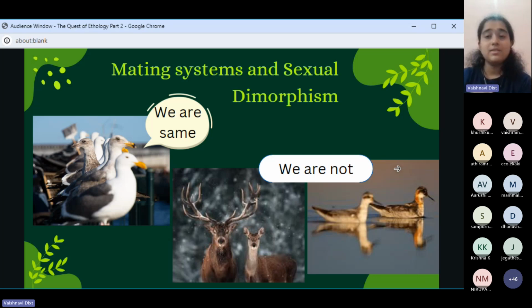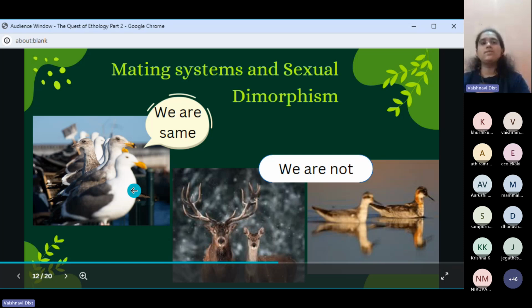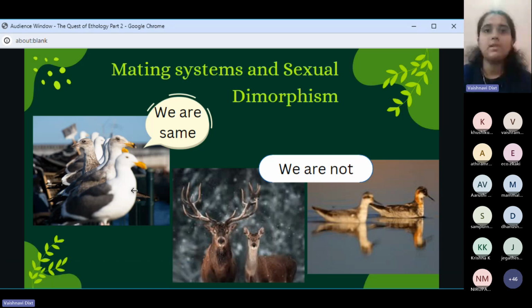And because of these mating systems, there are also some morphological changes in those species. Since one male mates with one female throughout their entire life, in this bird, since those are monogamous species, the male and female are difficult to distinguish based on their morphology, based on their physical appearance.